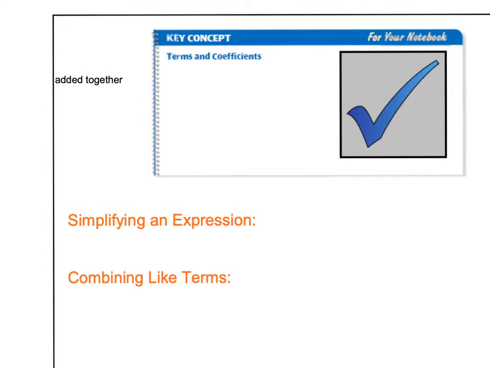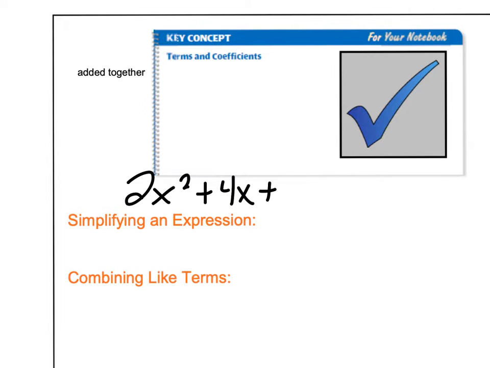So let me show you an example of what I mean. And I like to think of it as the chunks. So if I had an example like, and I'm making this up, 2x squared plus 4x plus, well, let me say minus 1, just to make it interesting. So I will say minus 1.